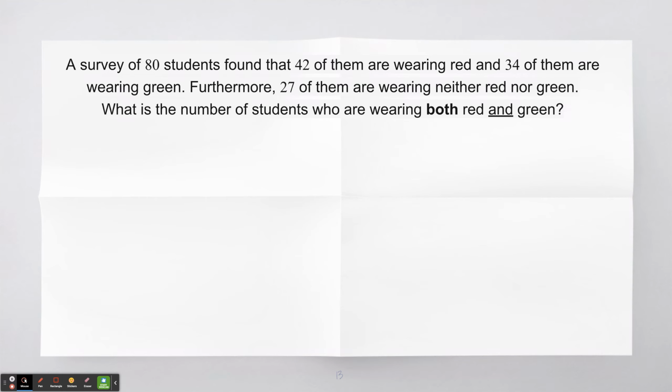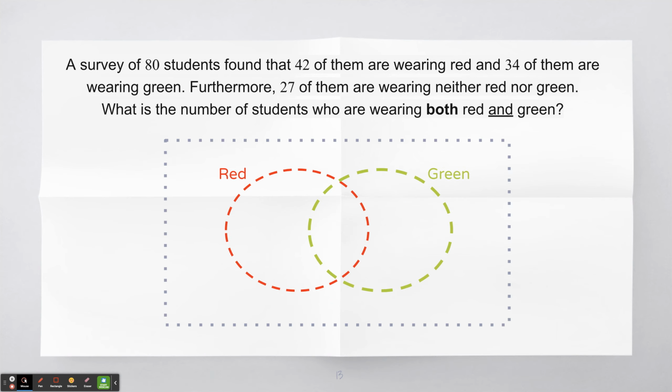Here's a problem that, if we are skilled at making Venn diagrams, we can probably solve easier with a Venn diagram. A survey of 80 students found that 42 of them are wearing red and 34 are wearing green. So we're looking at red and green. 27 of them are wearing neither red nor green. So I'm picturing a universal set like a rectangle with 2 overlapping circles, one with red, one with green. And there's certain students who aren't wearing either red or green, but we're asked to find the students who are wearing both red and green.